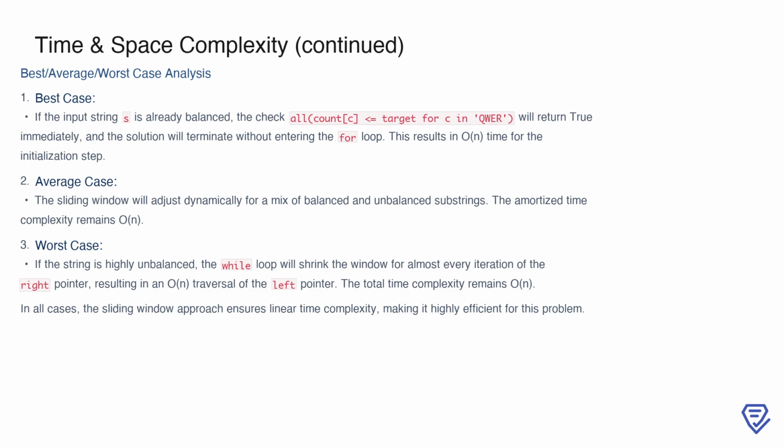Even in the worst case, where the string is highly unbalanced, the while loop needs to shrink the window for nearly every iteration of the right pointer.